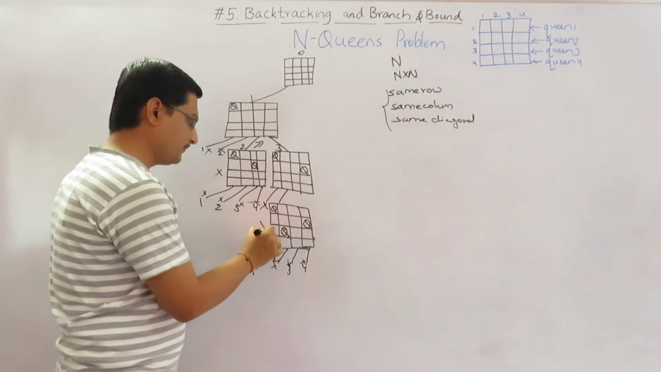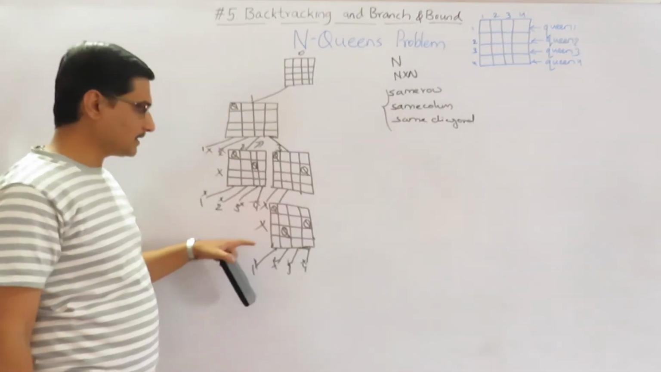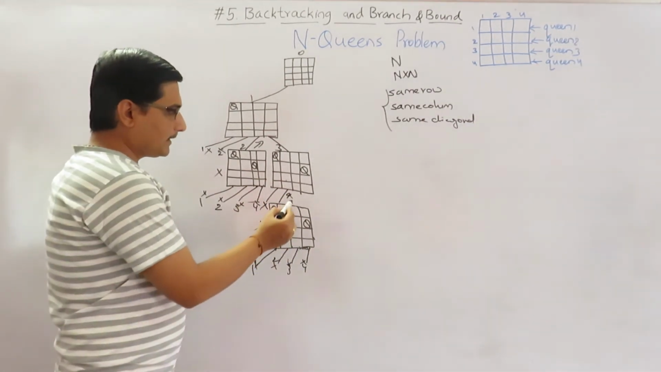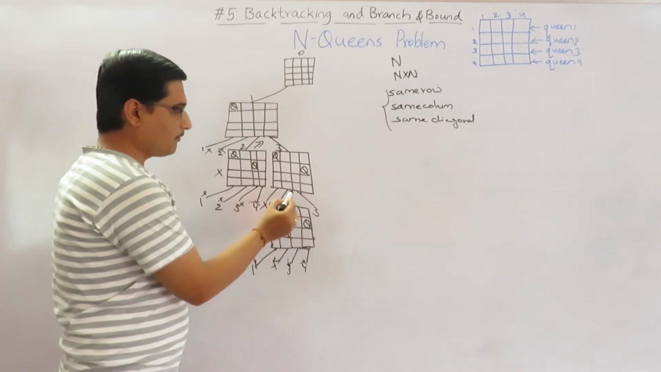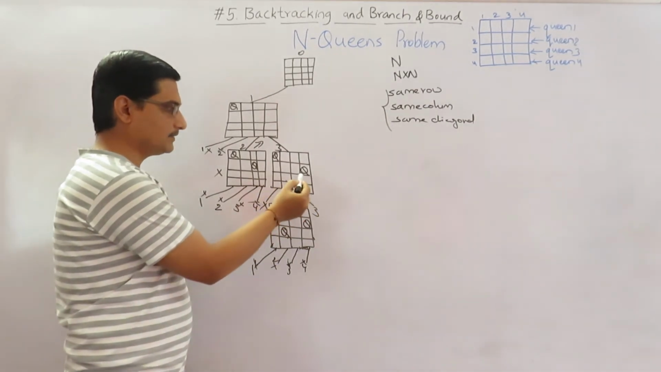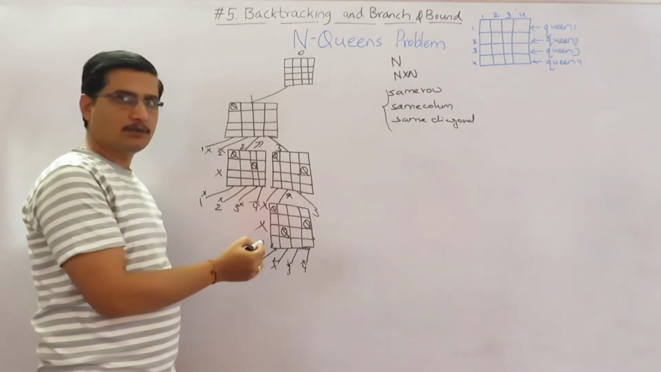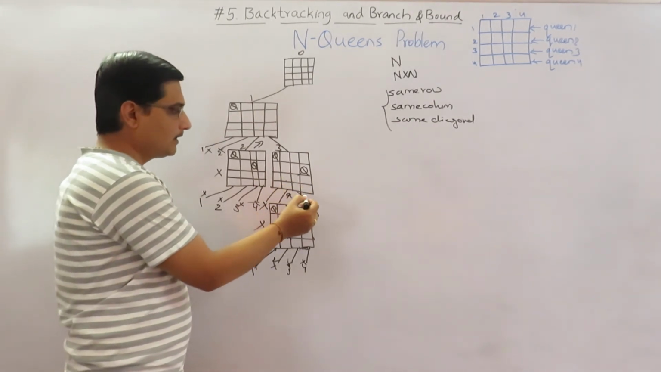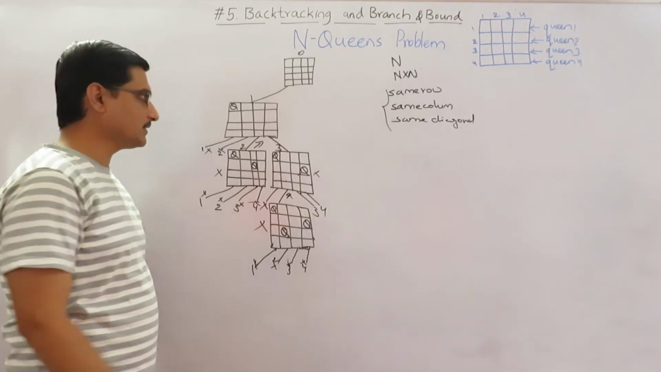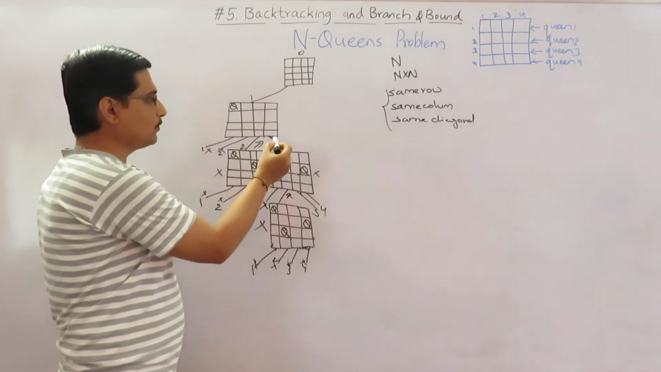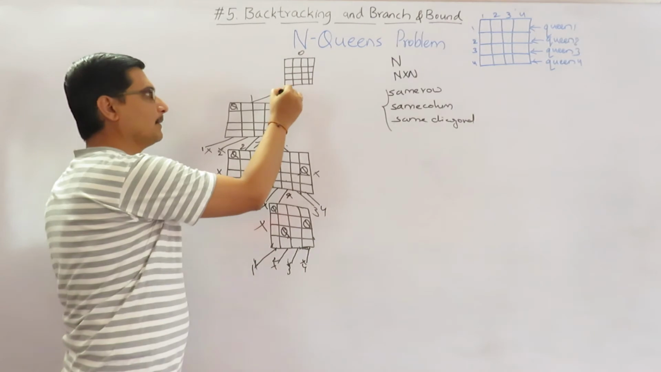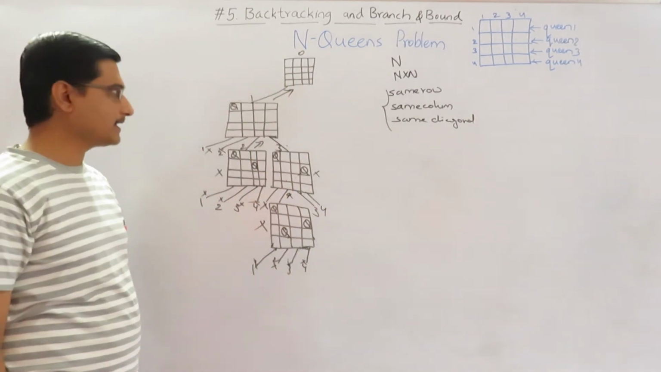Again, this node has become a dead end. We need to backtrack. If we backtrack, is it possible to go for the third column to place the third queen? No, not possible because it will become diagonally equal with the second queen. Fourth column is also not possible. Again, this has become a non-promising node. We need to backtrack. So we don't have any possibility in this also. So we need to backtrack. This is how we apply the backtracking method.